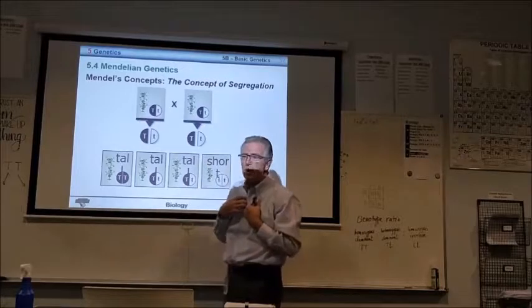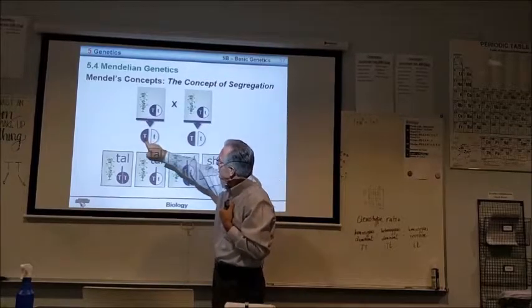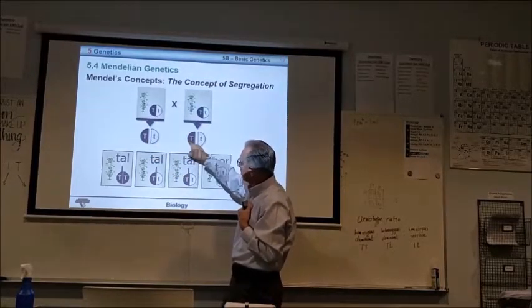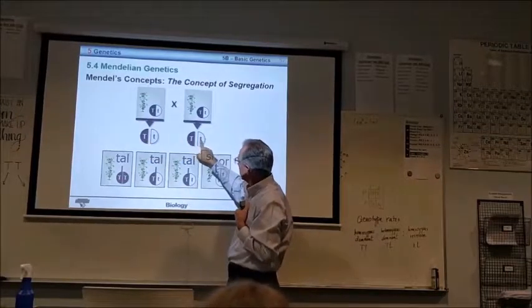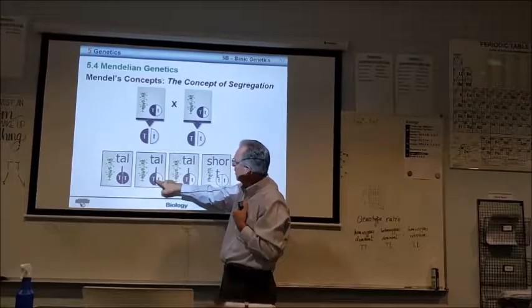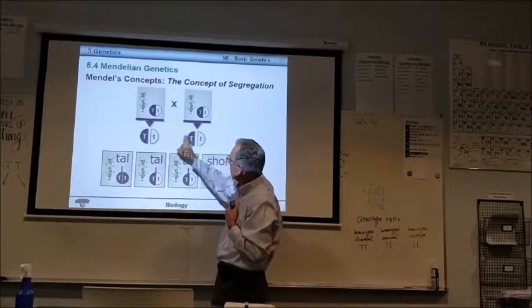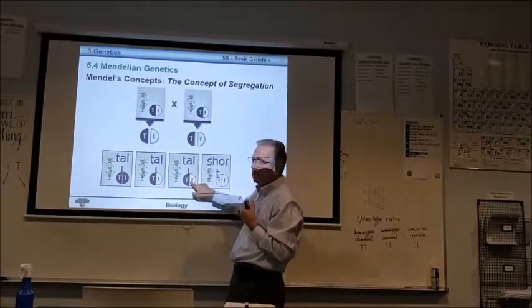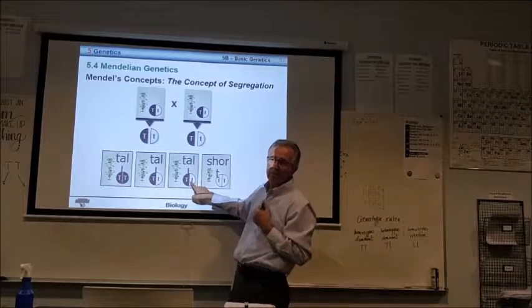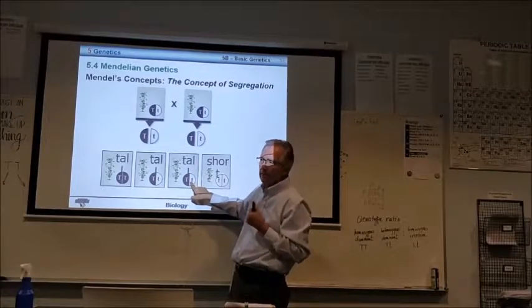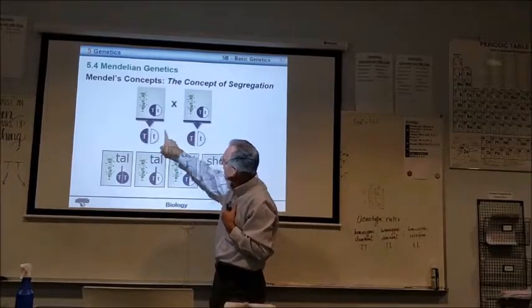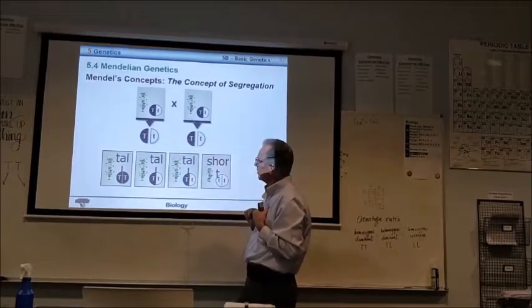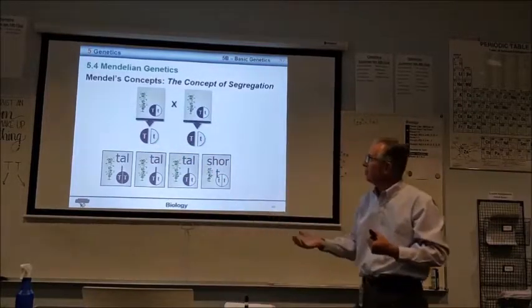Now, what are the possible combinations? I could take this capital T and this capital T, and I get that. Or I could take this capital T and this little t, and I get that. Or I could take this little t and this capital T, and I get this one. We always write the capital letter first. That's kind of like the customary way of doing it. Then we could take the last one and the last one, and we get this.